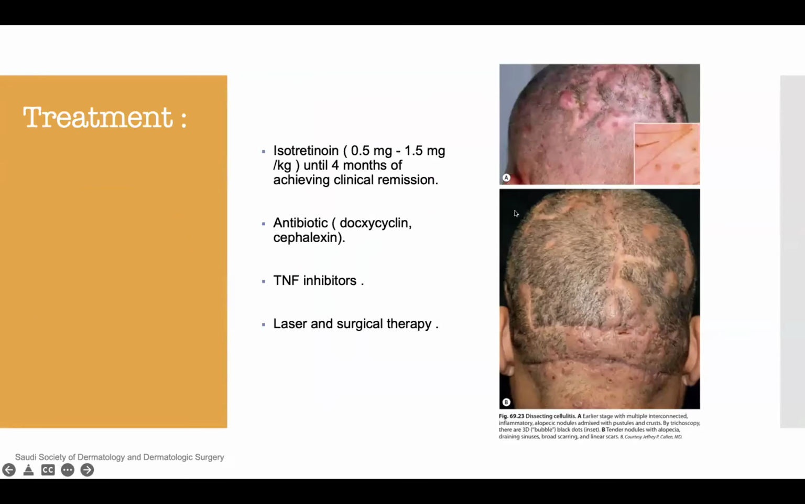Treatment: isotretinoin until 4 months after achieving clinical remission. An antibiotic trial can also be given, such as doxycycline and cephalexin. TNF alpha inhibitors also show promising results, although not FDA approved. Laser and surgical therapy might also help. So the characteristic feature is interconnecting channels and boggy nodules over the entire scalp.